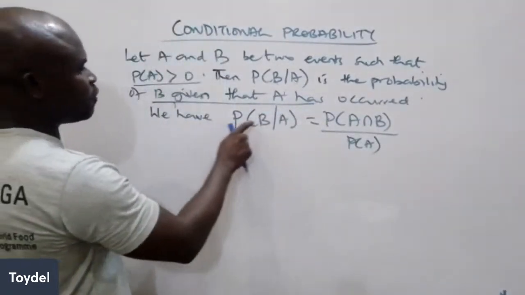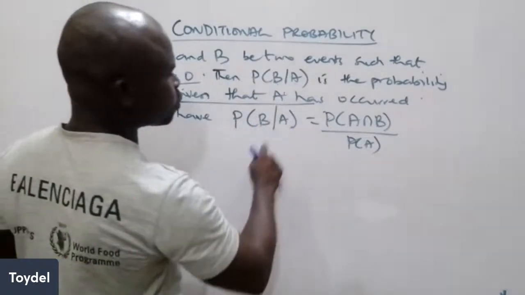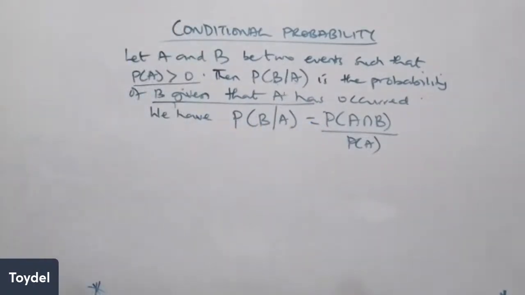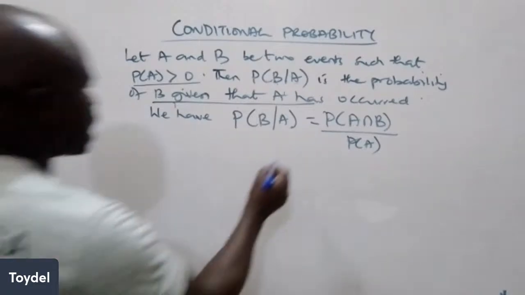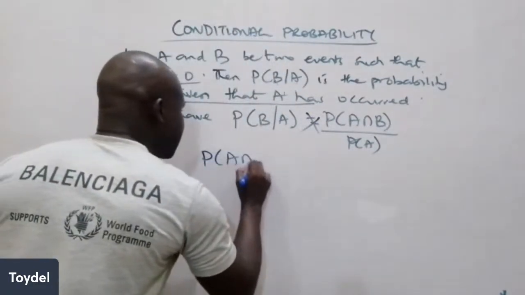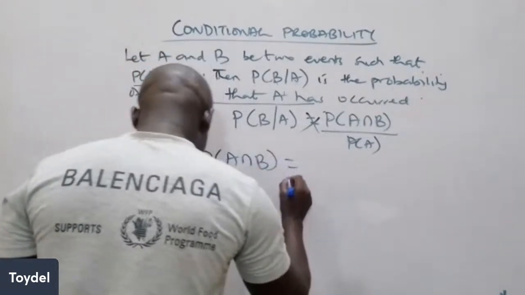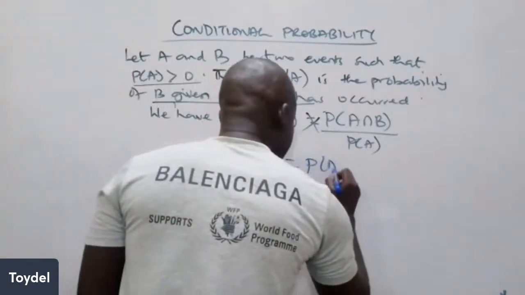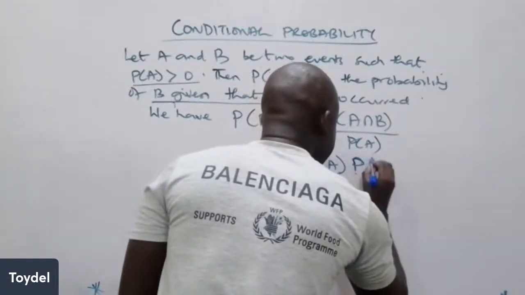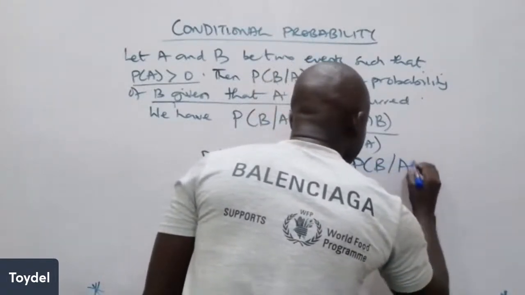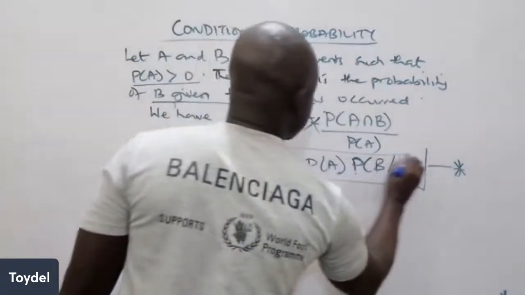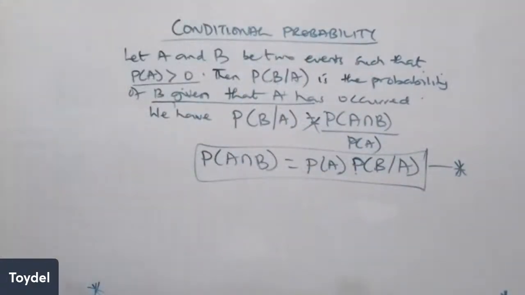So we have probability of B given that A has occurred equal to probability of A intersection B all over probability of A. Then if we cross multiply, probability of A intersection B will be equal to probability of A multiplied by probability of B given that A has occurred. Let's note this.